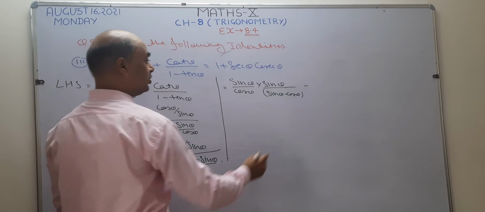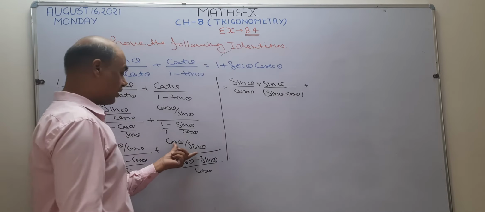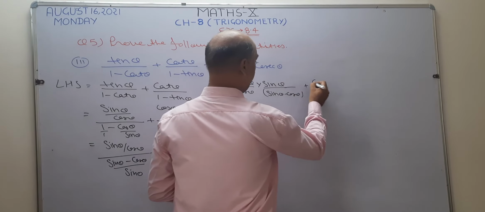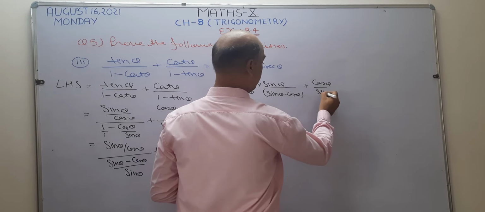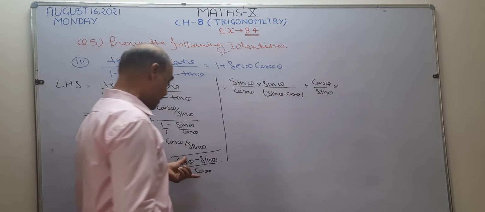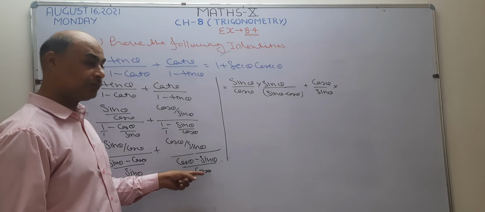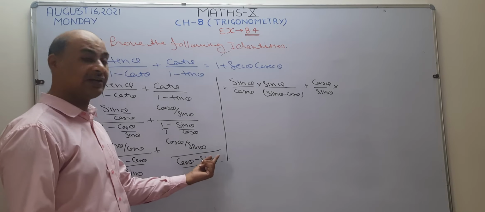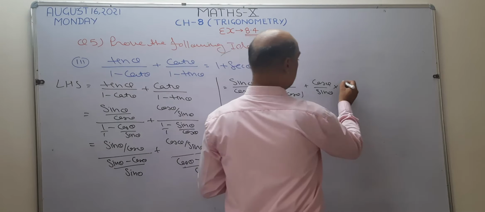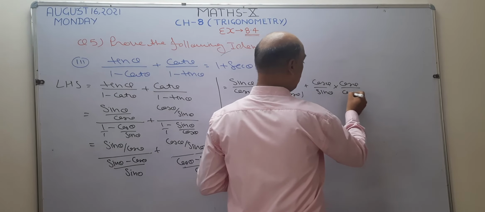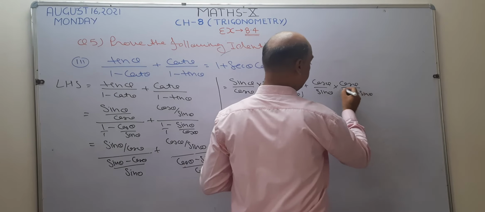After that plus sign is there, so write plus. First term I want to write same. Same means cos by sin. Now I want to write this part. Again I am going to take the reciprocal of this part. Reciprocal of this part is cos minus sin. So write here cos theta upon cos theta minus sin theta.